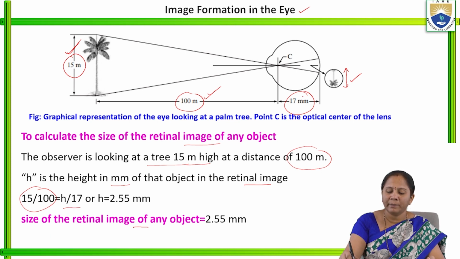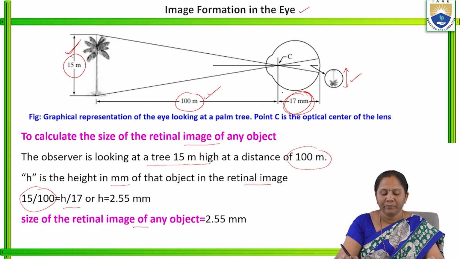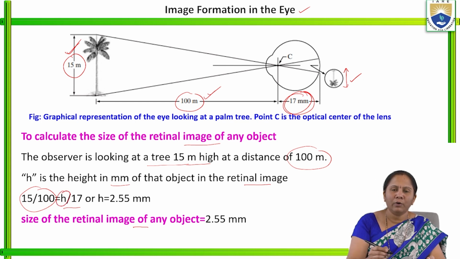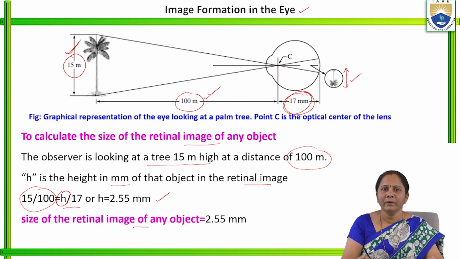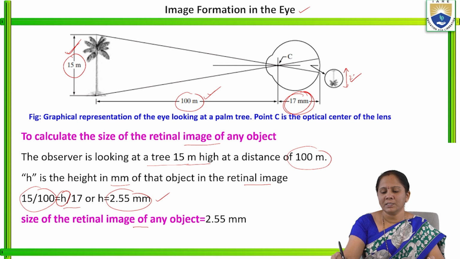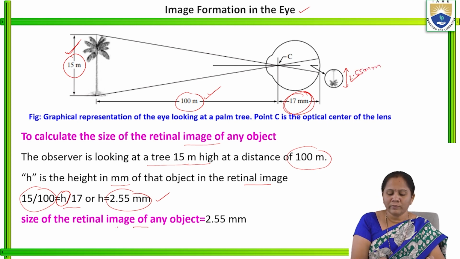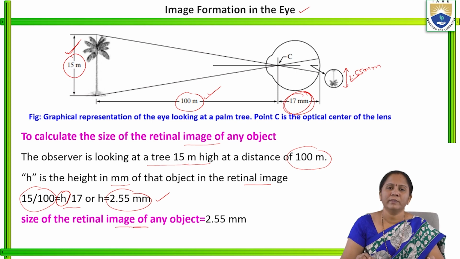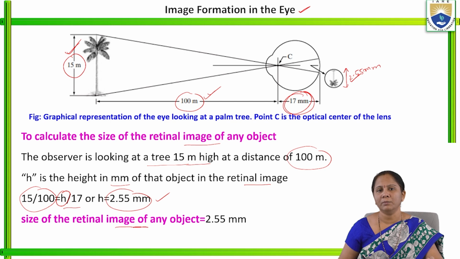So 17 here represents the diameter. So in order to calculate the value, H is equal to 2.55 millimeters. So what is this 2.55 millimeters? This 2.55 millimeters is the size of the retinal image of that particular object. So this is how the image will be formed in the eye, and that will be the size of the image which is formed in the eye.